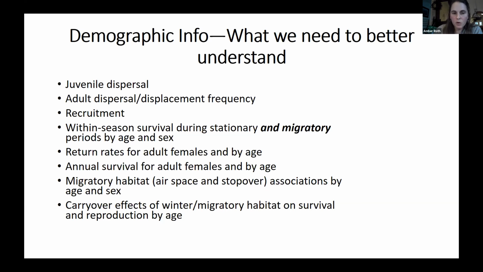We need to know a lot more about what's happening with adult females in terms of survival. So getting return rates on females at both ends of the migratory cycle are important. Also, again, knowing differences in age groups. We know very little about migratory habitat and those associations. And finally, carryover effects are likely important, especially as we're learning about habitat segregation on the wintering grounds.